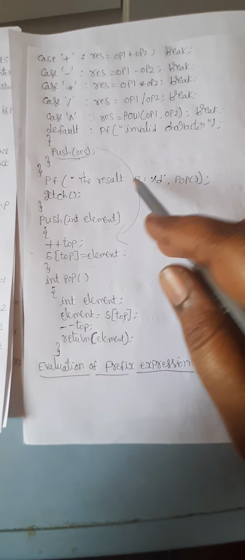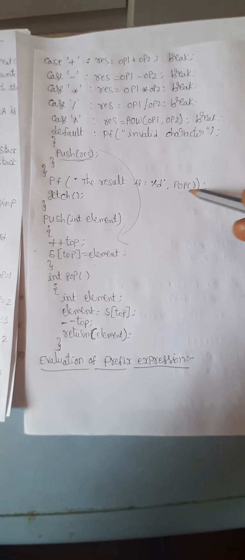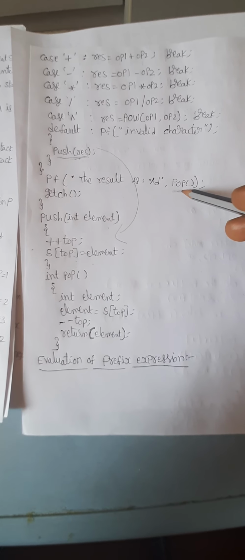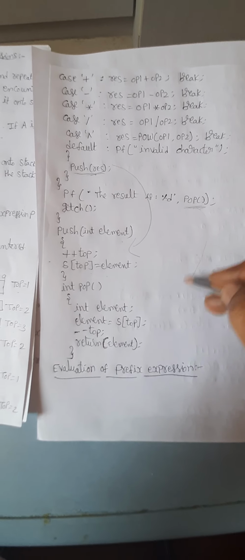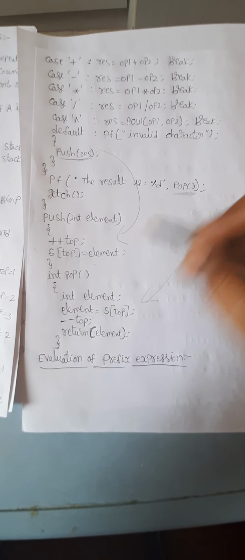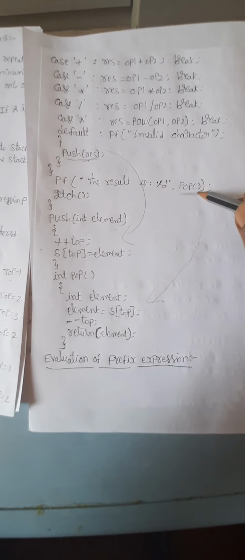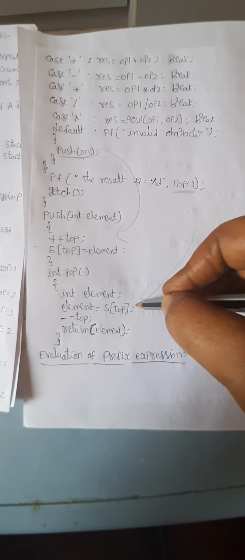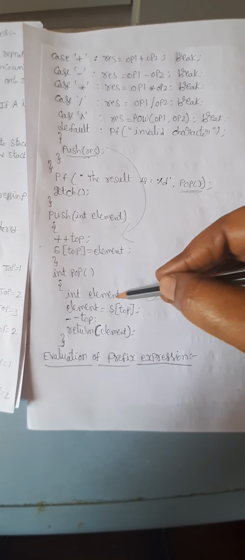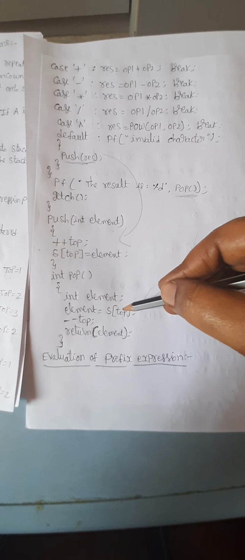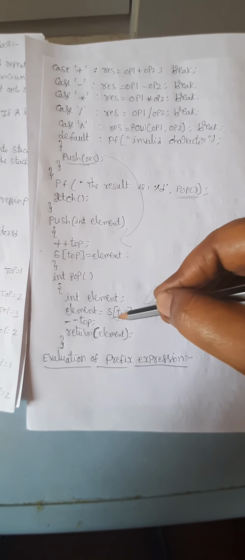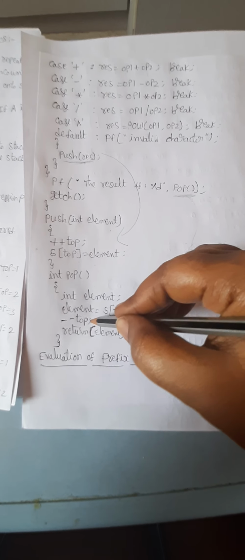Then printf, the result is. Whenever we want to store the result, we have to pop the elements which have been evaluated. So here we are calling the pop function again, and automatically it will move to the pop function definition. Here, int element equal to s of top. That means after evaluating, it has to be stored in the top position, and the top value will get decremented automatically.